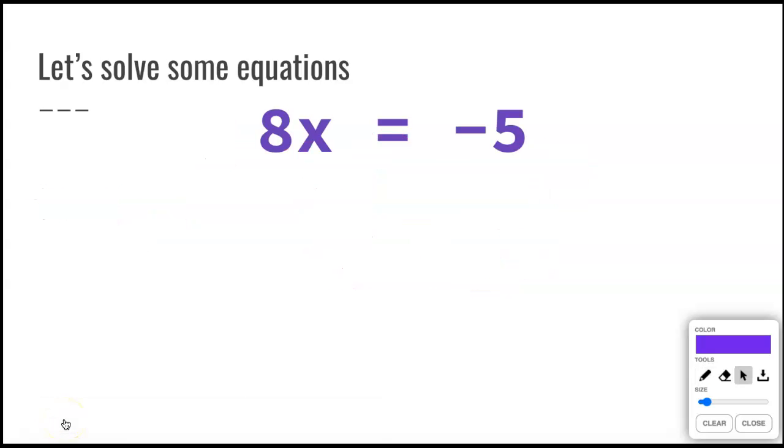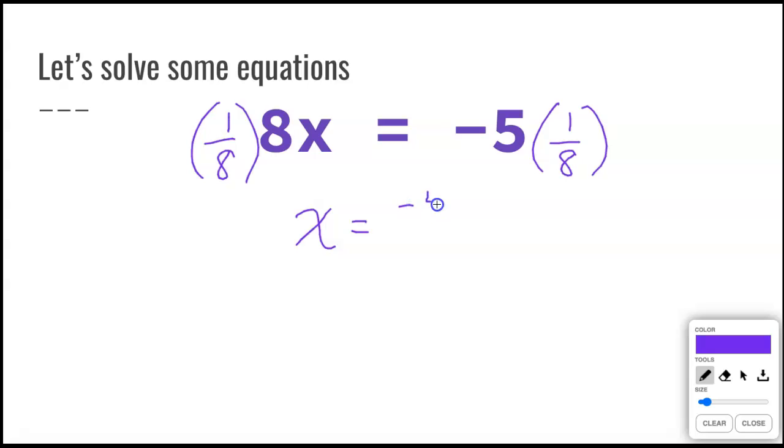Let's try this one. 8x equals -5. So to solve this equation, to undo multiplying by 8, I can divide both sides by 8, or instead of that, I could multiply each side by the reciprocal of 8, which is multiplying by 1/8. Either way is going to work out the same, because if we do 1/8 times 8, we get 1. 1 times x is just x. On the right-hand side, if you need to, you could write -5 over 1 times 1 over 8, and then multiply straight across, and we have -5/8.